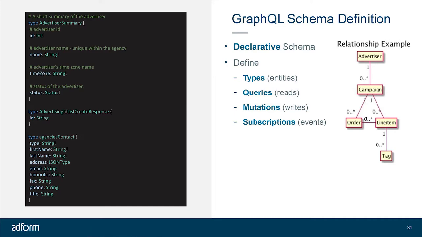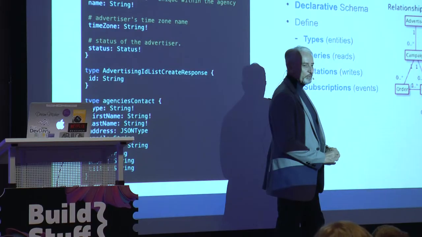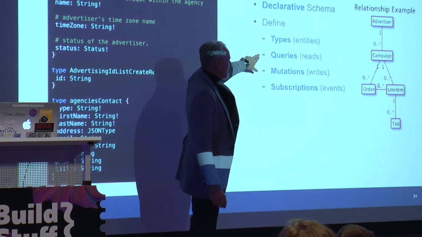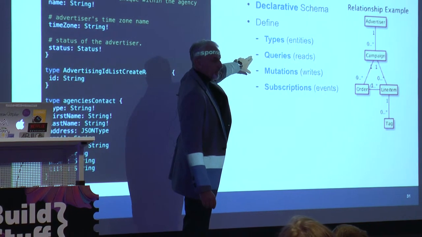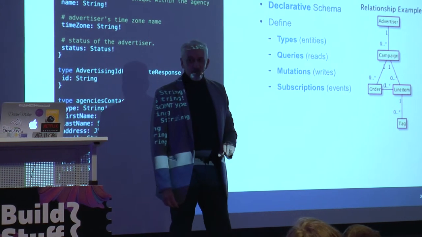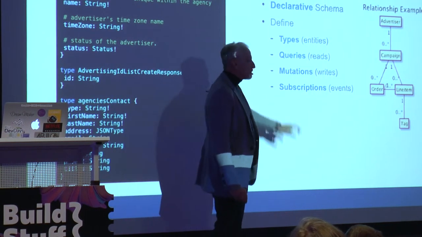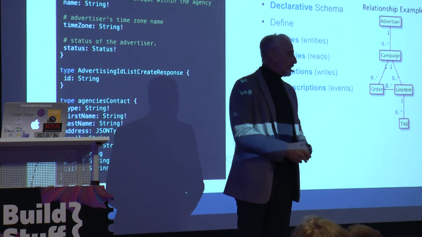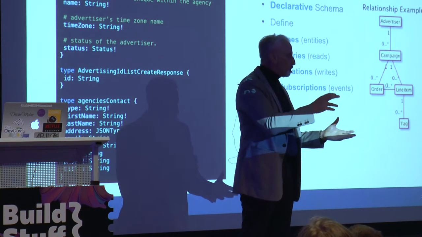So GraphQL schema, if you're not familiar with GraphQL, the schema definition allows you to define types and the relationships between types, just like an entity relationship diagram or a class diagram, depending which mechanism you're using. It allows you to define queries on those types, the read model, the mutations on those types, the write model, and subscriptions. When something happens to one of these things, somebody might be interested in it.